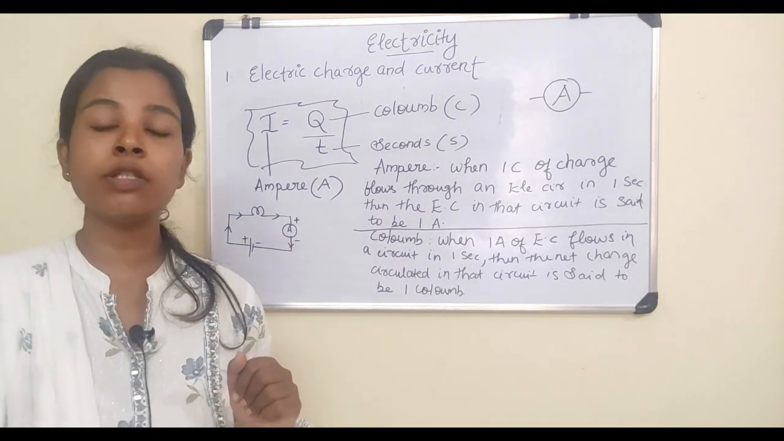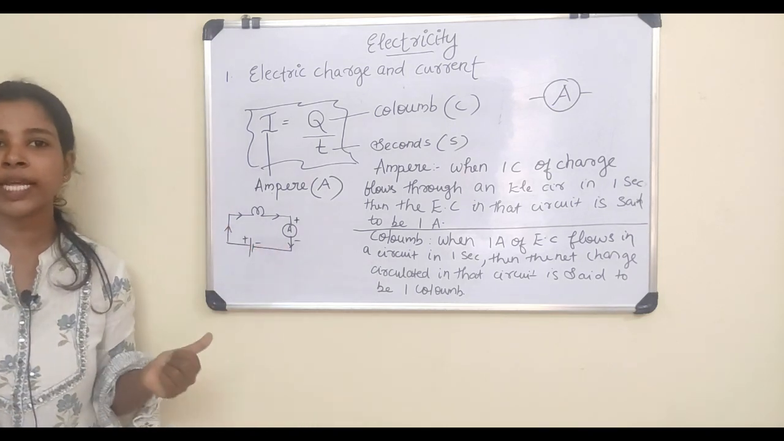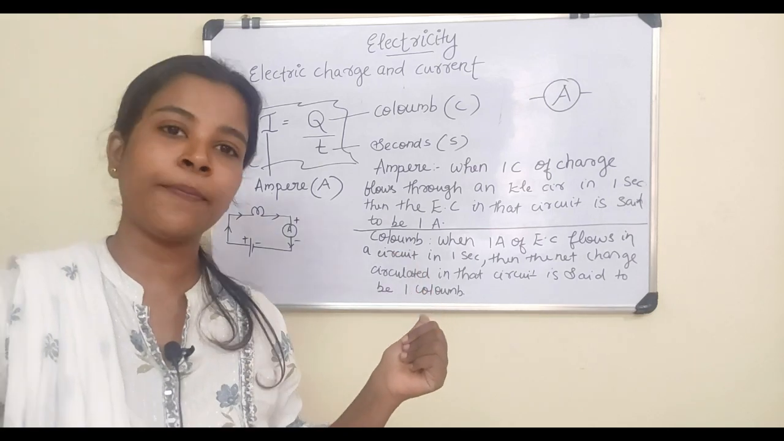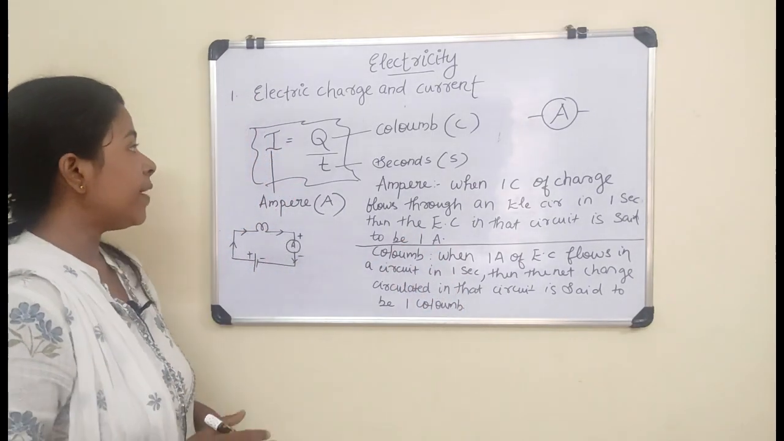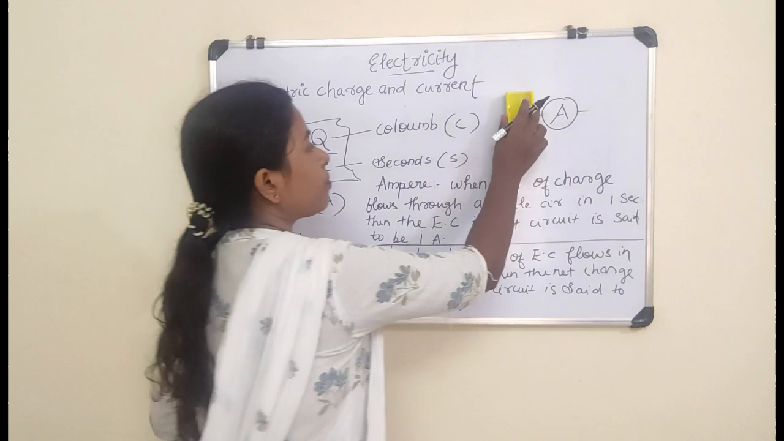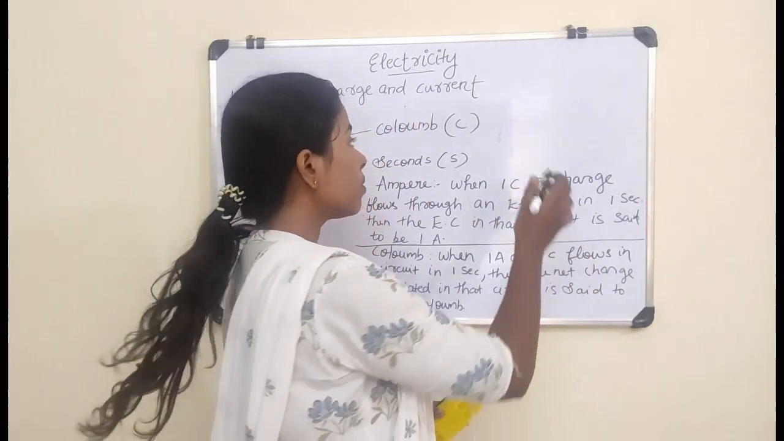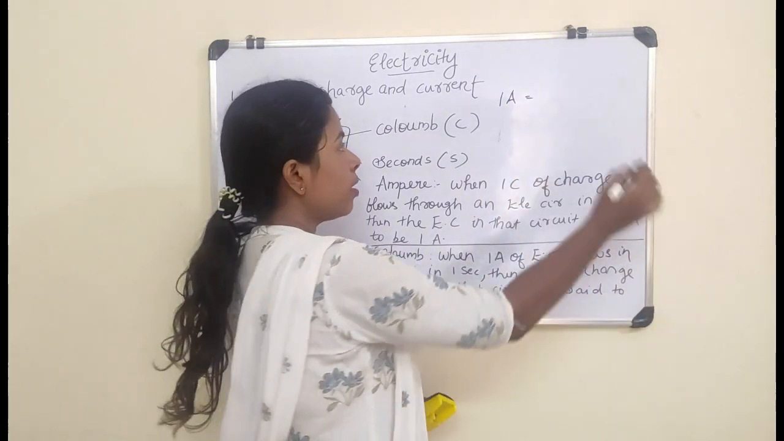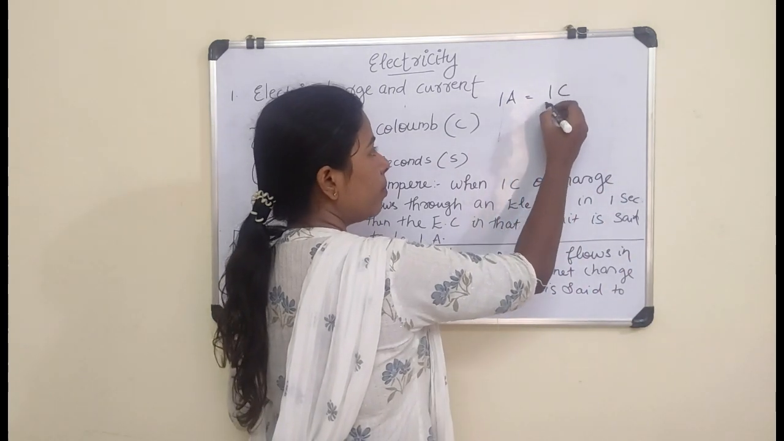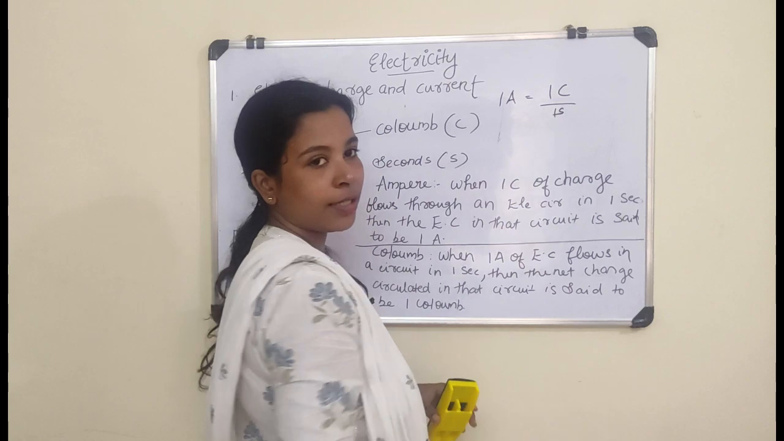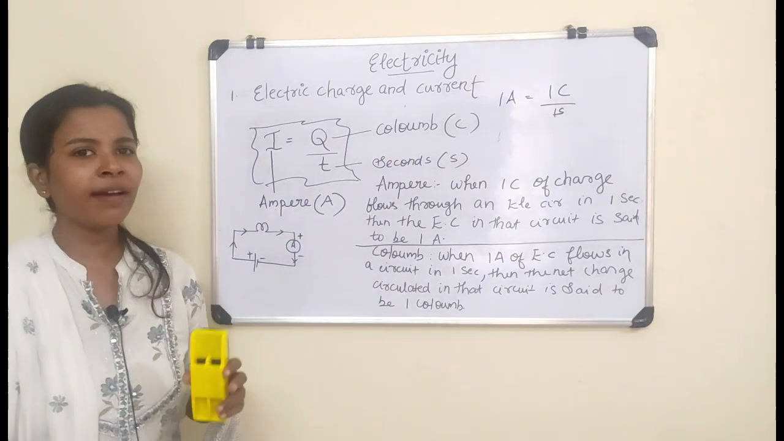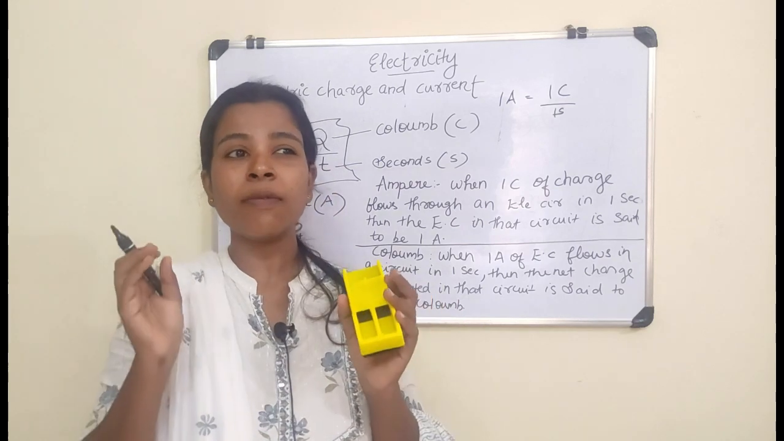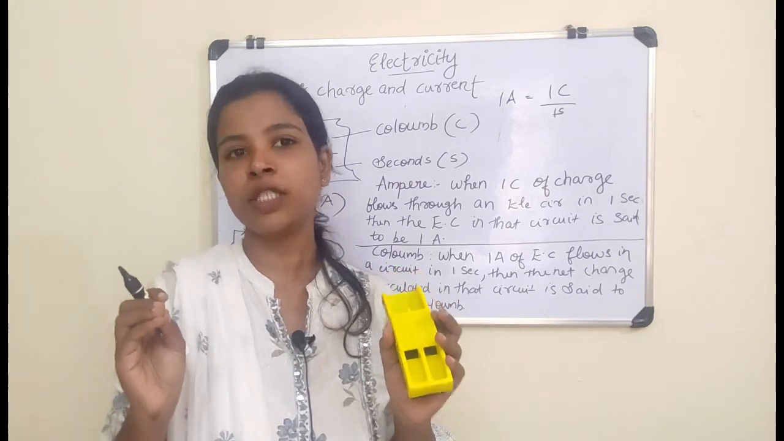So this is one point: an ammeter is an instrument used to measure the current in a circuit, and it is always connected in series with the electric circuit. As per our definition, what did we learn? 1 ampere is equal to 1 coulomb by 1 second. Now, if the current is very small, we use very small quantities for the measurement of the current.